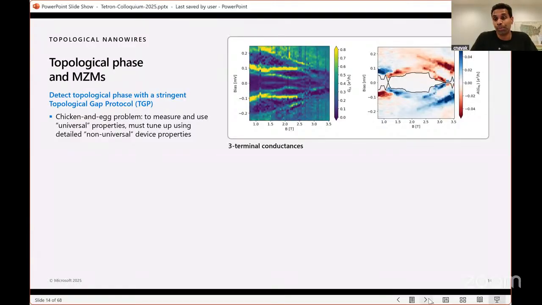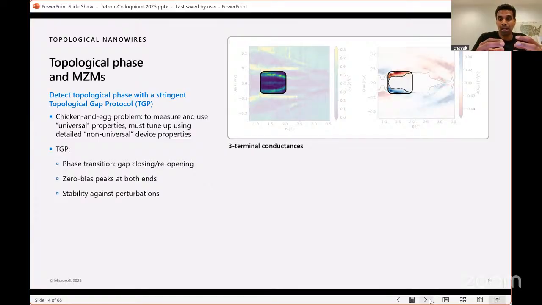What you see here is what's called three-terminal transport data. So this is measuring local and non-local conductances. And this protocol basically takes this kind of data and identifies, with very high confidence, where the topological phase is. It looks for certain signatures, and in principle there are false positives that can occur where, just because of where the impurities happen to be located in a given device, you might see very similar signatures just due to, quote unquote, luck. The topological gap protocol makes the hoops that the data has to jump through sufficiently stringent that it's very low probability of a false positive.